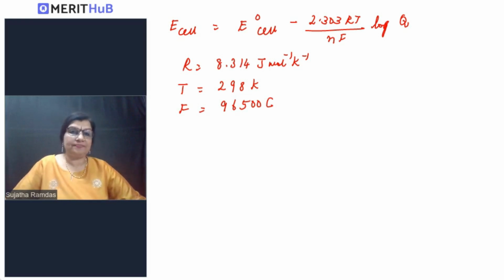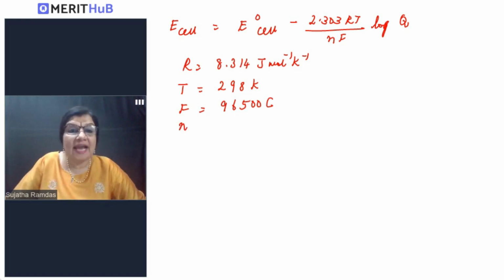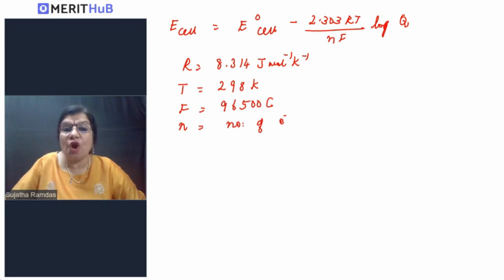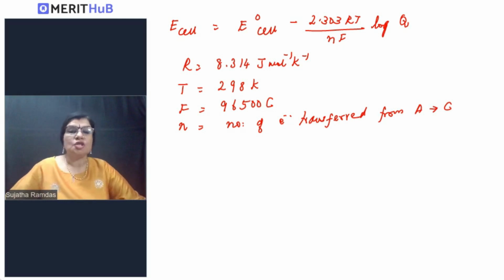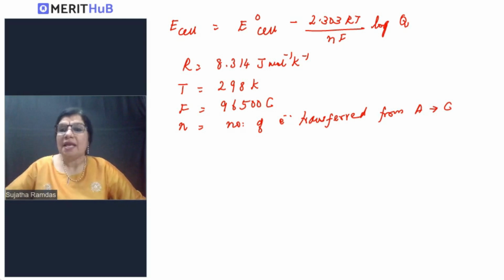And what does n stand for? n stands for the number of electrons transferred from the anode to the cathode. So those are the details of the terms in this equation. Now we can substitute these values and simplify this equation.